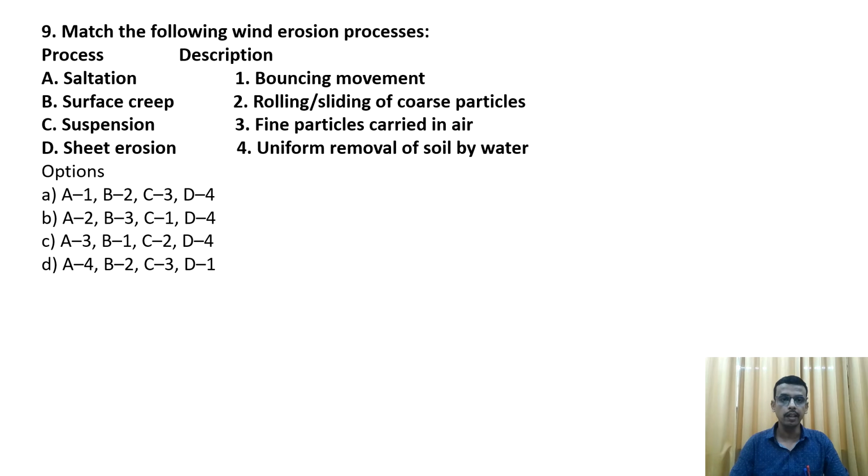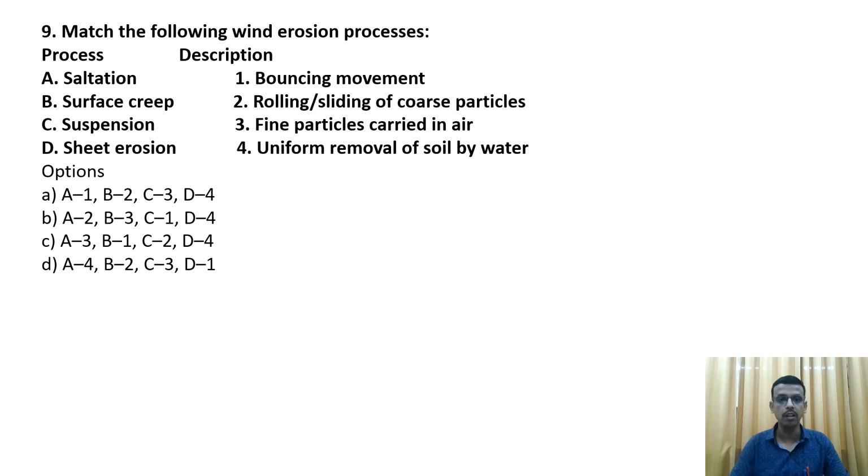Then again, match the following. These are the dominant erosion processes, like saltation and surface creep. Again, I am giving them side by side. Saltation is the bouncing movement. Bouncing means soil particles are moved from one place to another through bouncing along the soil surface.